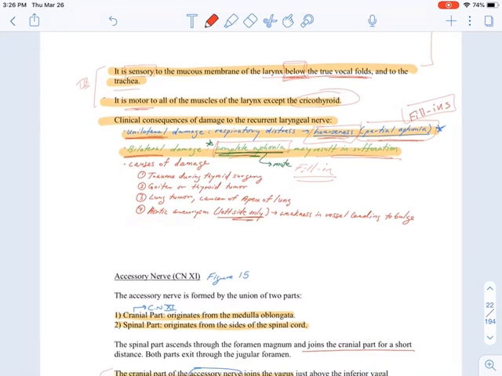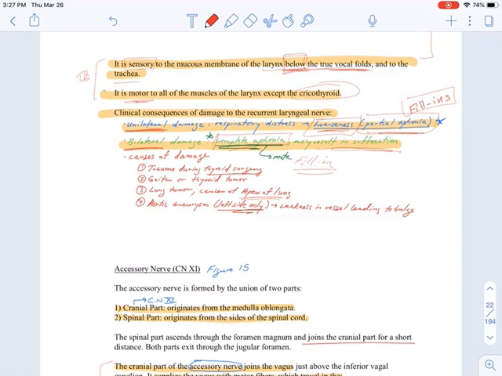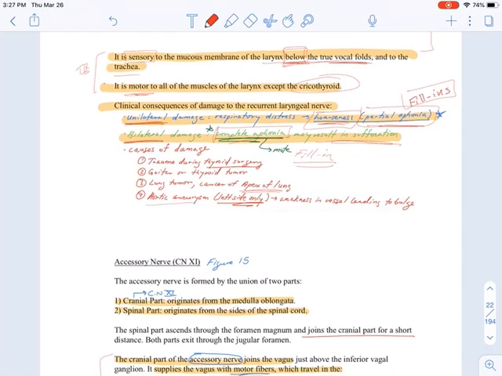There are quite a few causes here. So trauma from that thyroid surgery, like we mentioned before, a goiter or thyroid tumor could affect it. Lung tumor can affect it, as the apex is very close to that thyroid area. And then we have your aortic aneurysm. That would be on the left side of the body only.